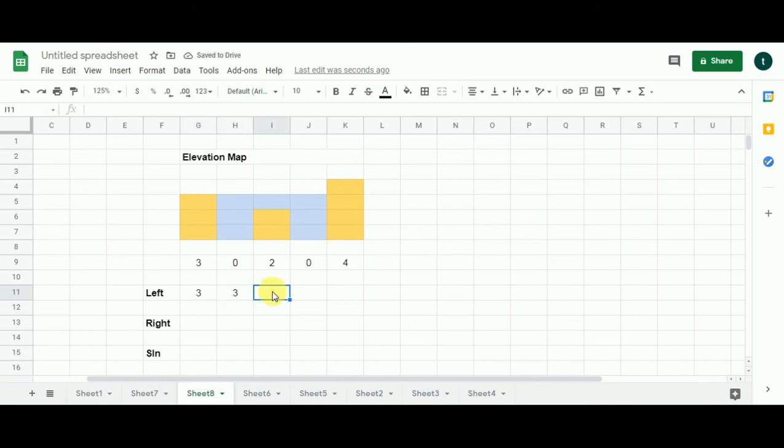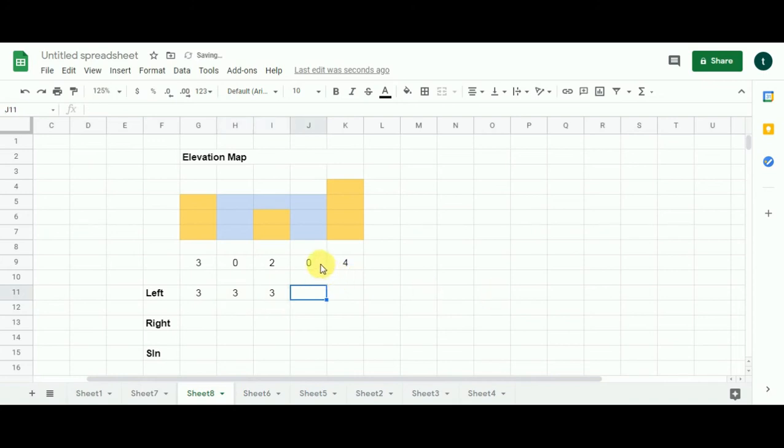Now at this cell we have a pillar of height 2. This 2 will be compared with this 3, because until here it holds the pillar of maximum height on the left hand side. So 2 compared with 3, which is maximum 3. Okay, so I'm going to populate 3 over here.